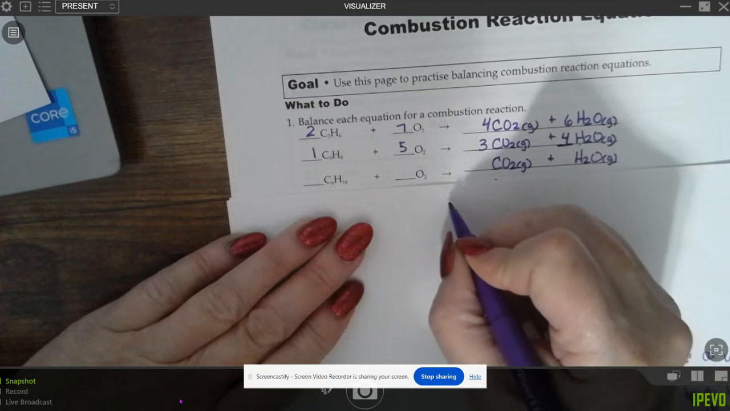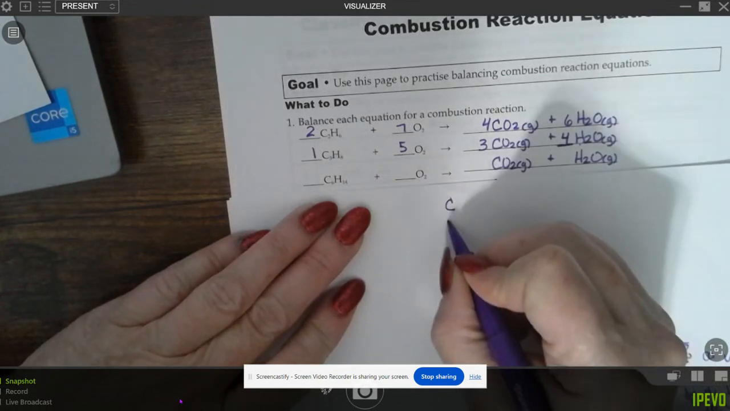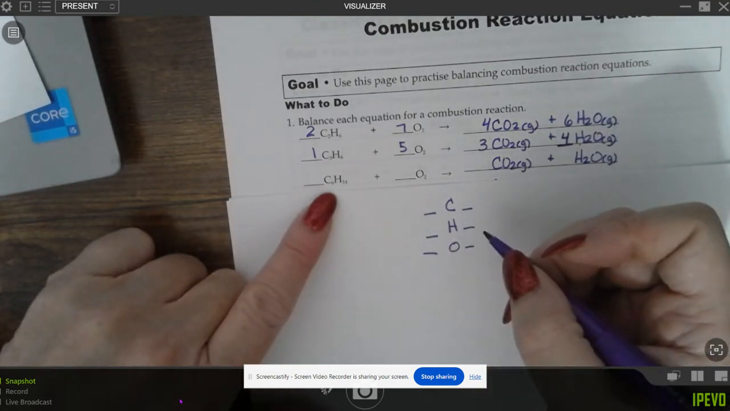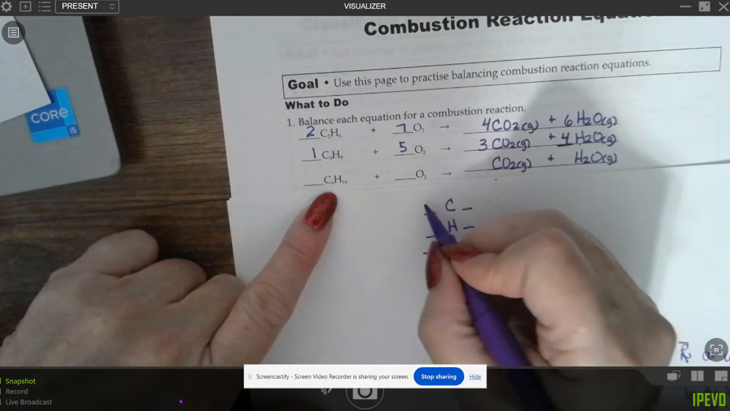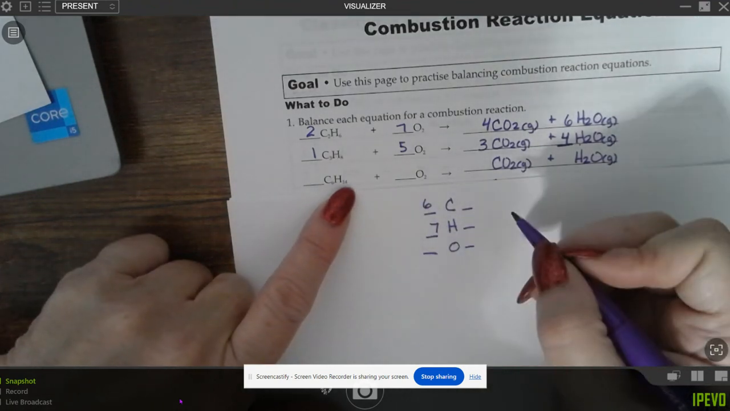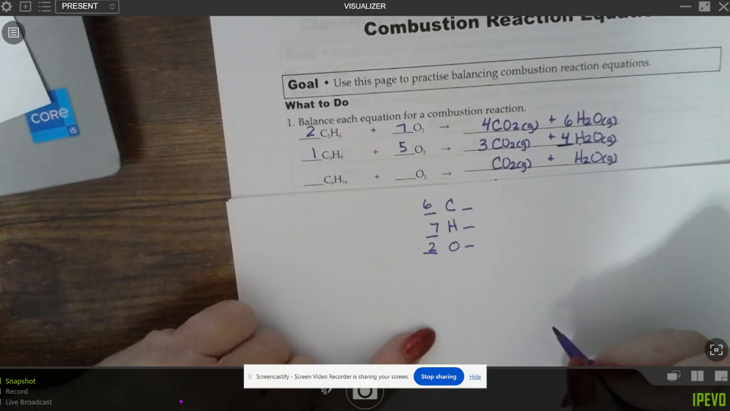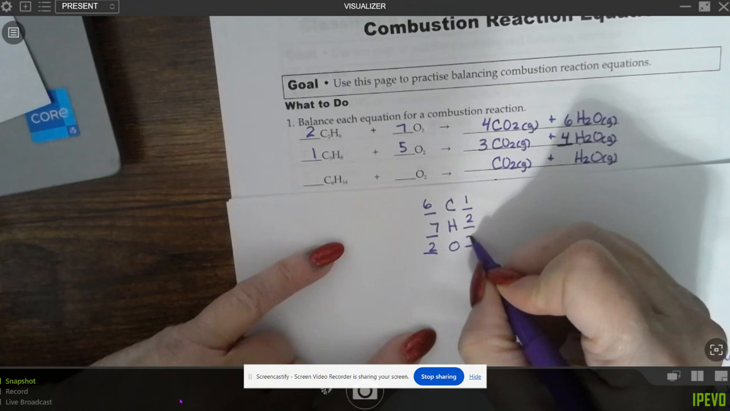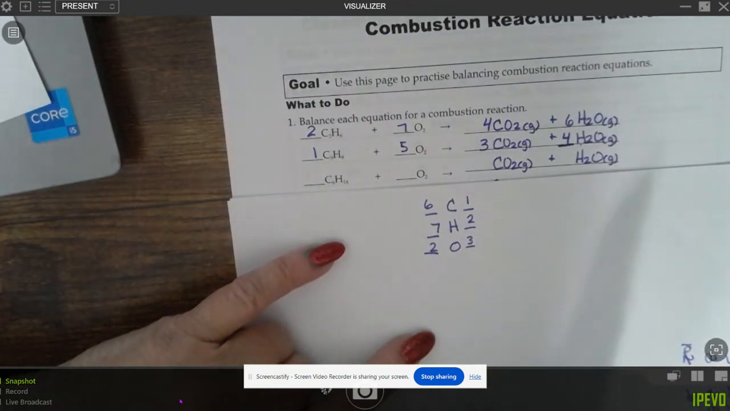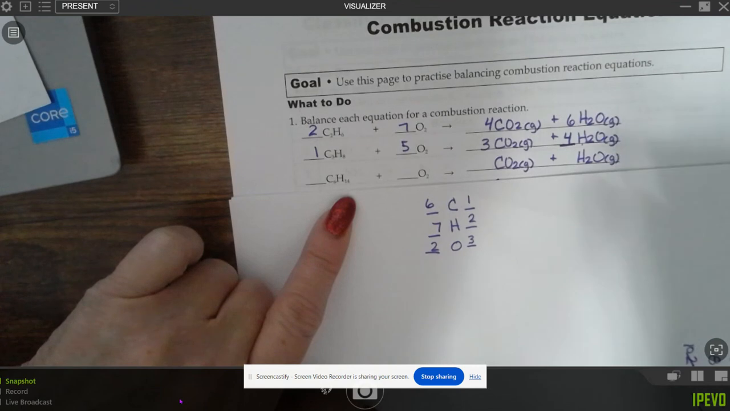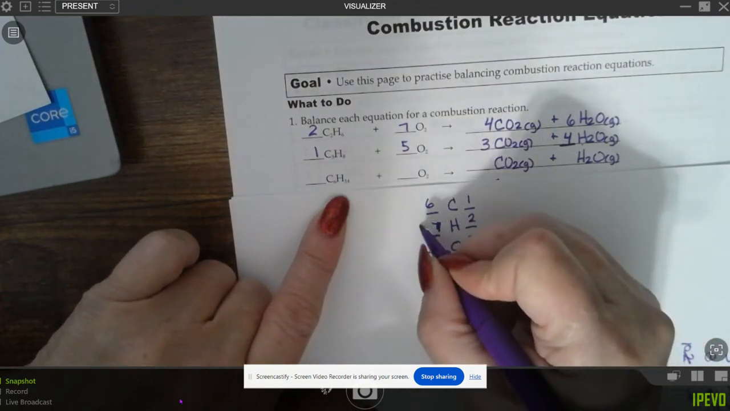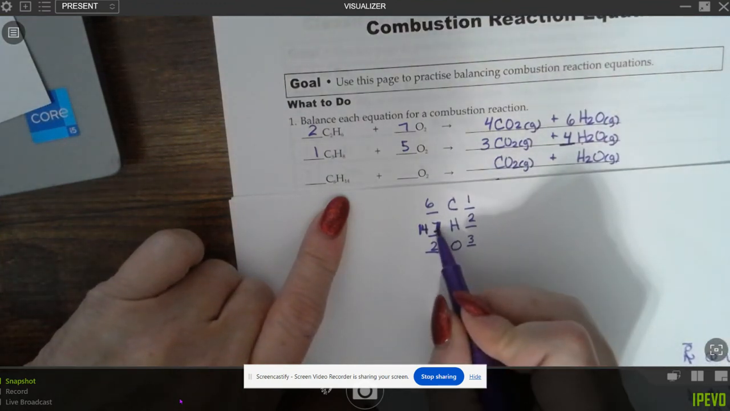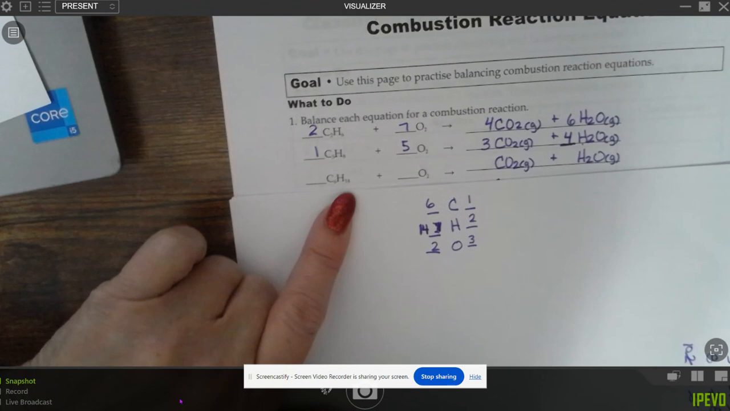Here's the next one. So we have carbon, hydrogen, oxygen. I have 6 carbon, 7 hydrogen, and 2 oxygen. On this side, I have what I always have, 1, 2, 3. All right. Now remember, I don't have 7 hydrogen. What was I thinking? I have 14 hydrogen. I was getting ahead of myself. 14 hydrogen. Sorry, guys. So like I said, I want to balance hydrogen first.